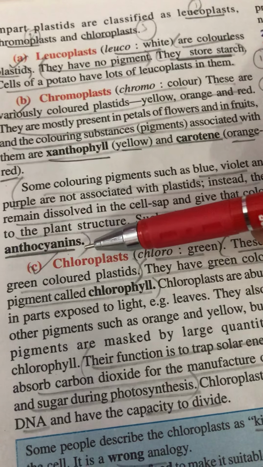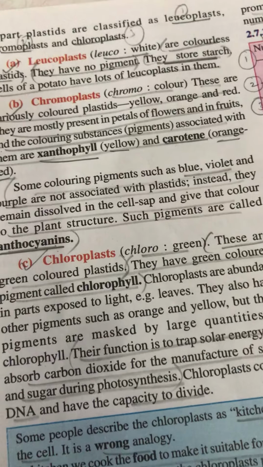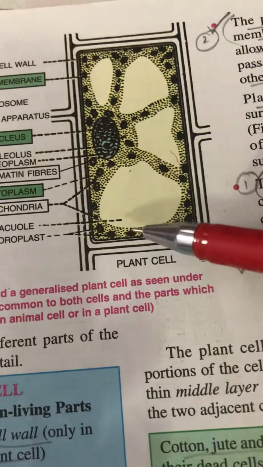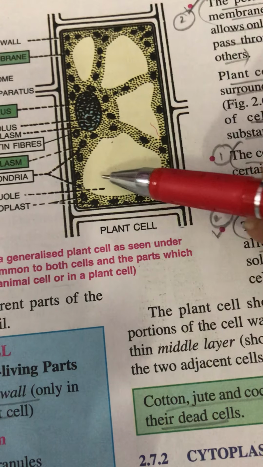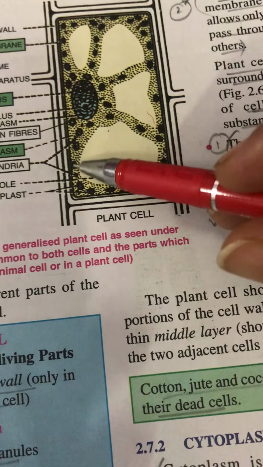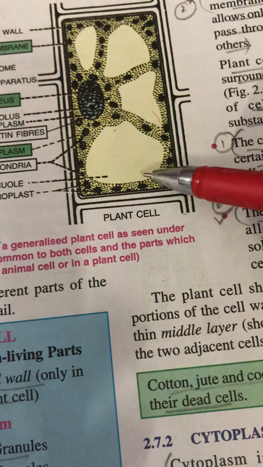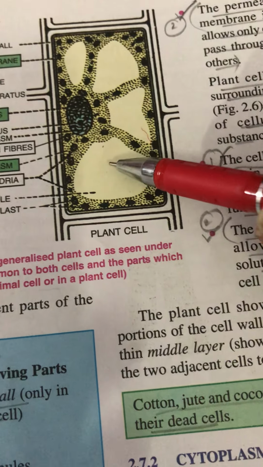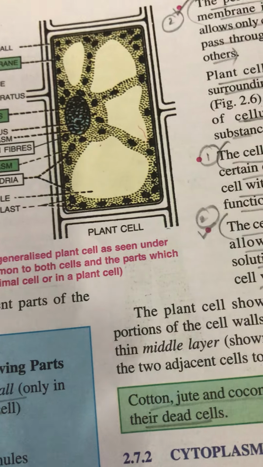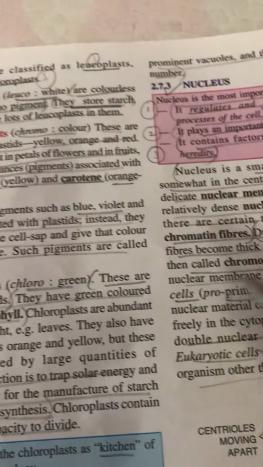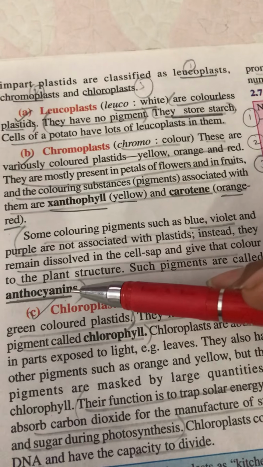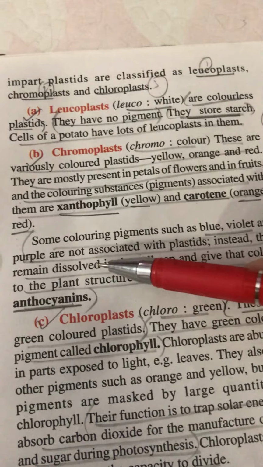It's a water soluble pigment which remains dissolved in the cell sap, which is present inside the vacuole of a plant cell. Inside the plant cell's vacuole, there is cell sap. The membrane of the vacuole is called tonoplast and the liquid filled inside is called cell sap. Cell sap contains some dissolved pigments in it, and one of the pigments which is bluish or violet or purplish in color, you could say, is anthocyanin, which is water soluble.